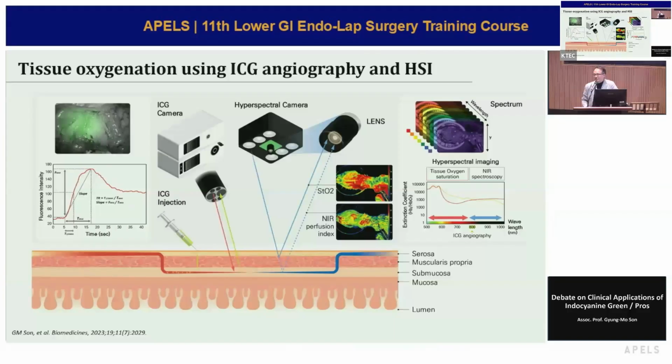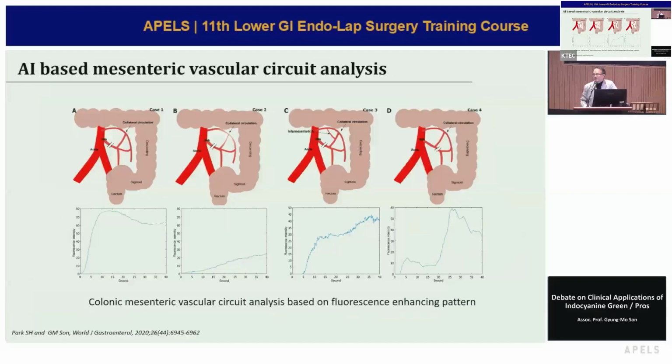I want to compare the ICG perfusion parameter and the spectrum, and I found that a fluorescence enhancing time of 30 seconds is acceptable for good tissue oxygenation, more than 60%. So this is our new project, and also we could image the patient's mesenteric vascular structure using the ICG graph pattern.